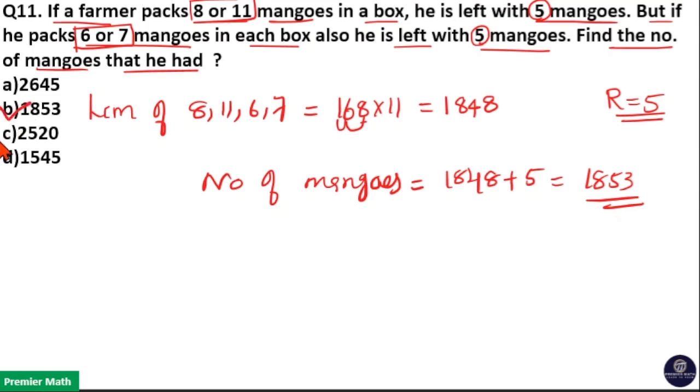Option B is your answer. Here the remainder is common. If the remainders are different, which means you have to take the difference between the divisors and the remainders, and then subtract the common difference from the LCM.